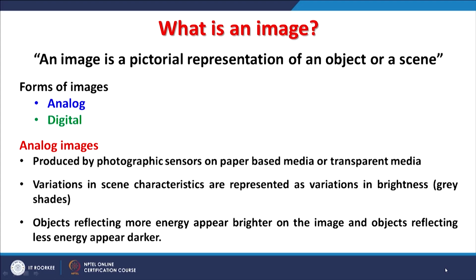And the basis here is the same as in the case of satellite images: objects reflecting more energy appear brighter on the image or on a photograph, and objects reflecting less energy appear darker, and objects which do not reflect any energy appear almost black on a gray image or gray photograph.